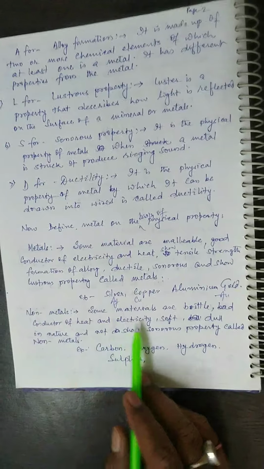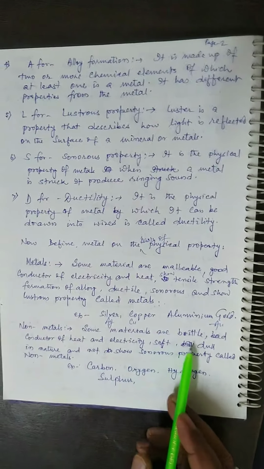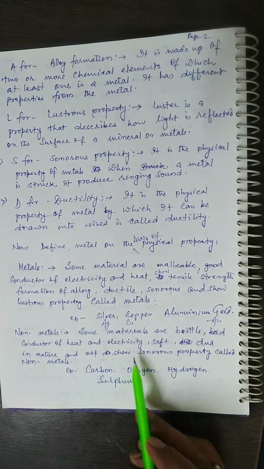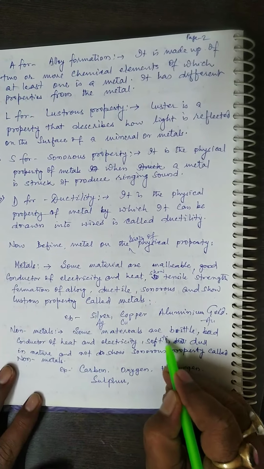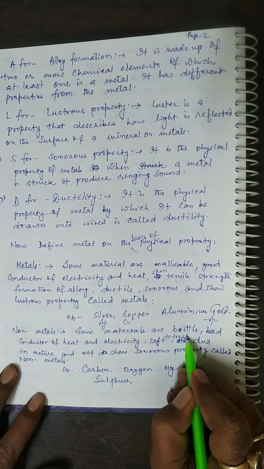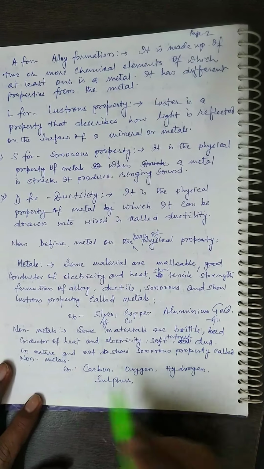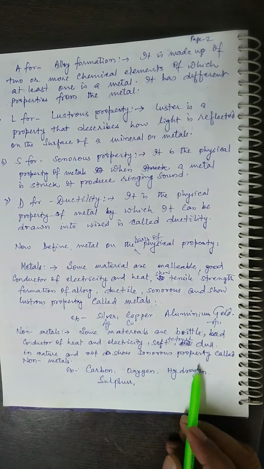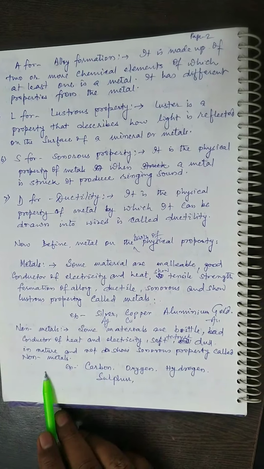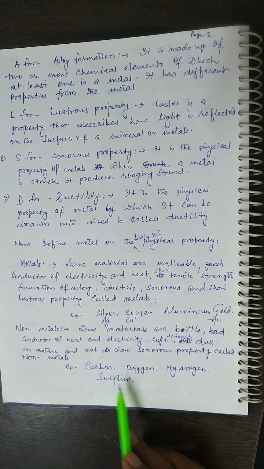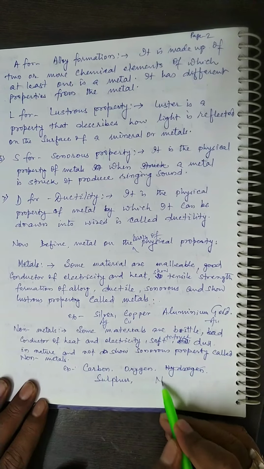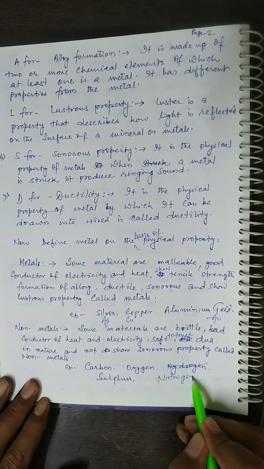Non-metals. Some materials are brittle, bad conductors of heat and electricity, soft to touch, dull in nature, and do not show sonorous property, called non-metals. Examples: carbon, oxygen, sulfur, nitrogen, and hydrogen also.